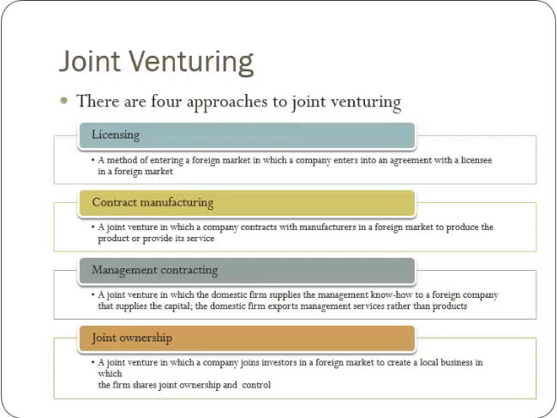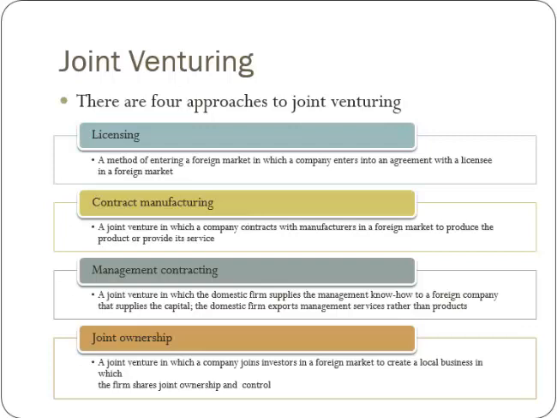Here are some types of joint venturing. Joint venturing, again, establishing business relationships with companies in that other country. You can license, which means you enter into an agreement that allows you to market products that you own in that other country or together with that other company. There's contract manufacturing, in which you have a product that you produce and you go out and hire some other country's factory to produce your product.